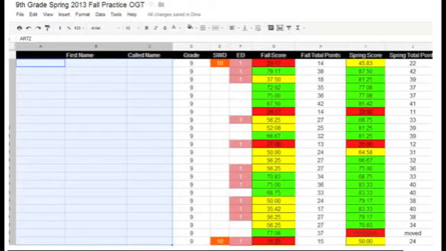If you're familiar with Excel, works very similar. So it gives us a chance to focus on students that are at highest risk or that may need the most remediation.